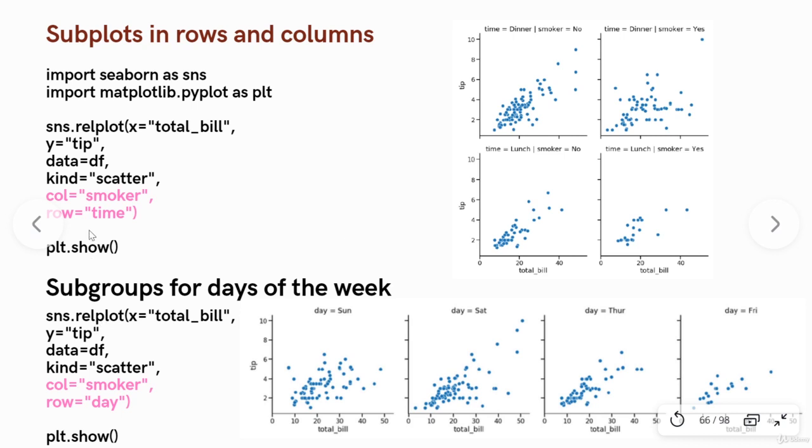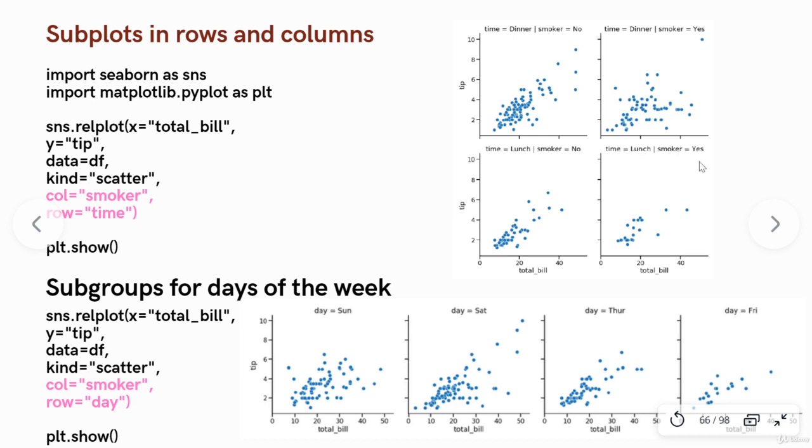For rows, you want time. So this is the first row, second row. Time was dinner and lunch. These were the two time possibilities available in our data. So this is for dinner. Time is dinner, but the person is not a smoker. Time is dinner, but the person is a smoker. In a similar way, time is lunch, person is not a smoker. Time is lunch, but the person is a smoker.